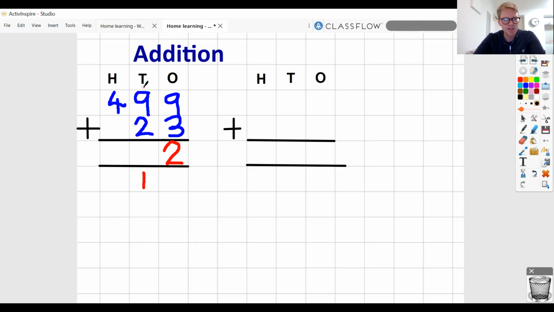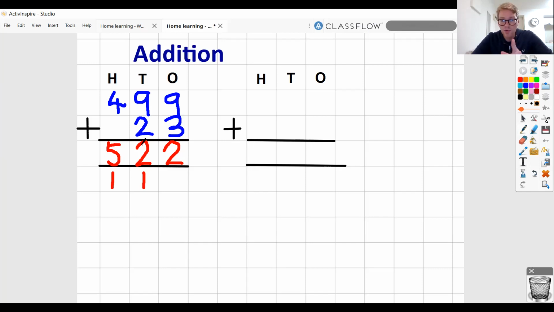And now in my tens, I've got 9, 2 and 1. Well, I know that 9 and 1 together is 10, plus the 2 is 12. So 12 again, and again, I can't squeeze it all in there, so I need to carry my 1 over and write 2 in here. And now in my hundreds column, I've got 4 and 1, so that's 5. So 499 plus 23 is 522.